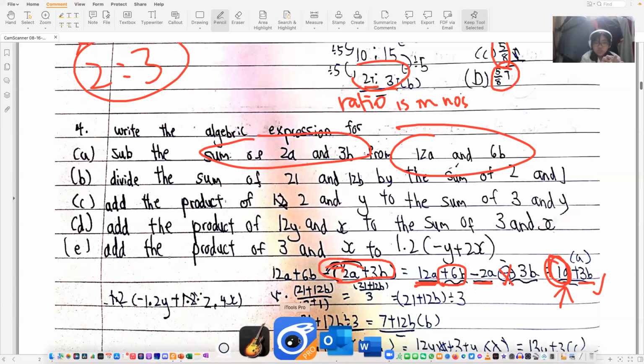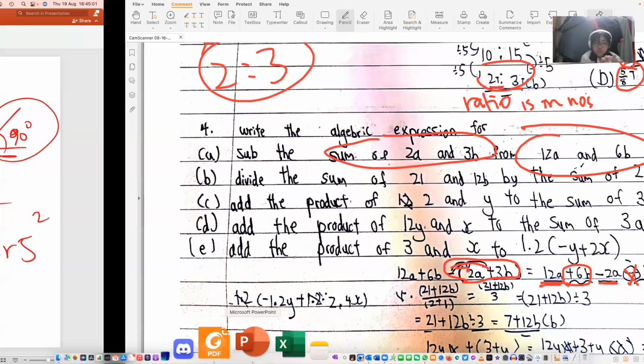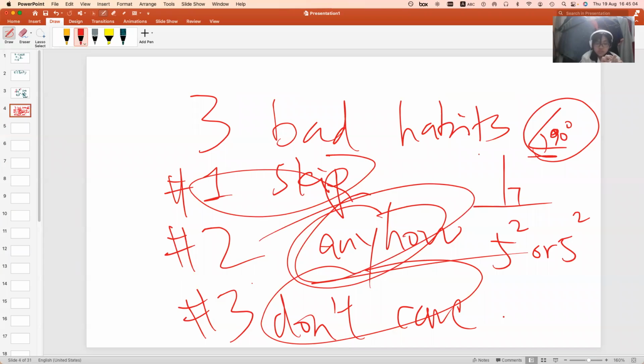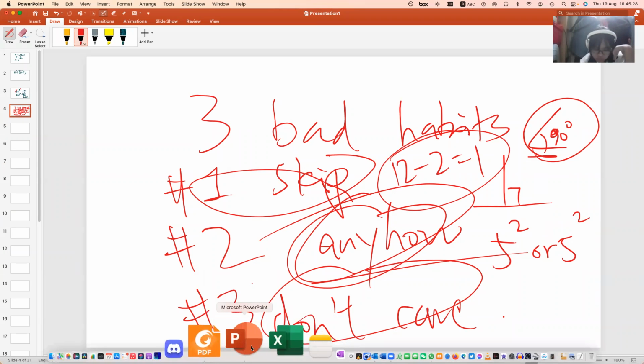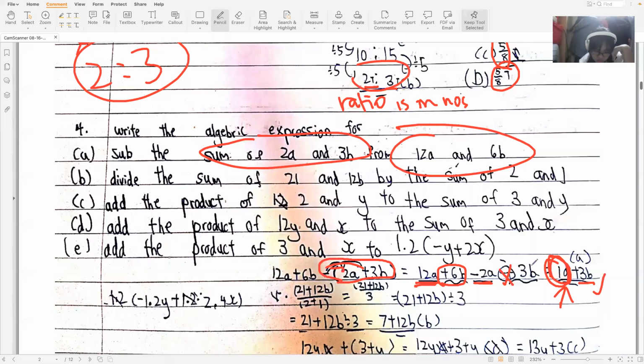So once again, this is called what? Anyhow, 12 minus 2 is 1. Am I right? 12 minus 2 is 1. No. Then it's 10. Then how come you get 1? How come you get 1 here?